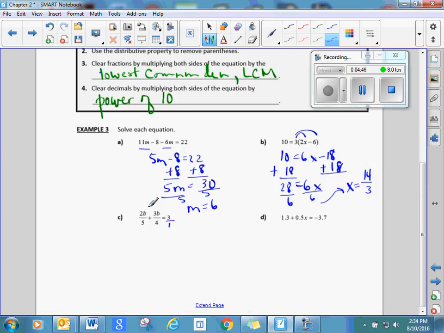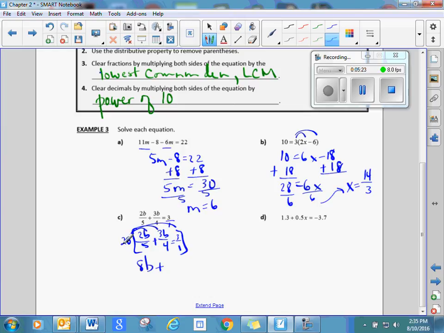before we actually do any other steps to get our b's by themselves, we need to multiply through by the lowest common multiple of 5, 4, and 1, and that's 20. So if you put 20 on the outside, and you're telling yourself that you're going to multiply every single term in your equation by 20, it looks like this. 20 times 2b over 5. A quick way to get there is say 5 goes into 20 4 times, and 4 times 2b is 8b.